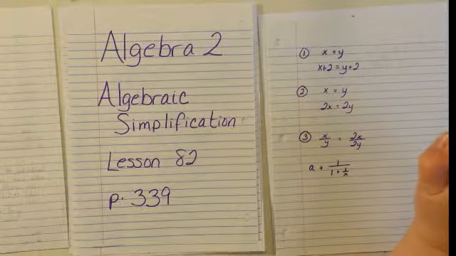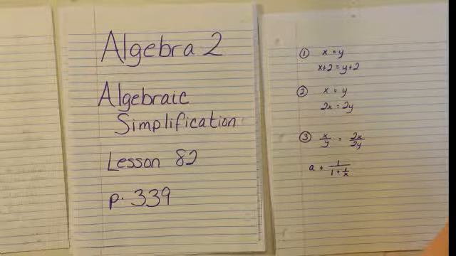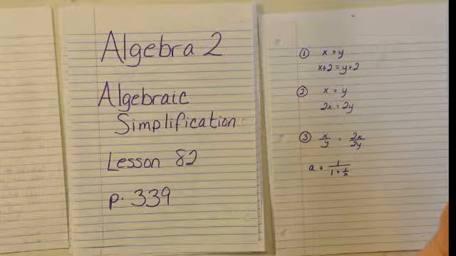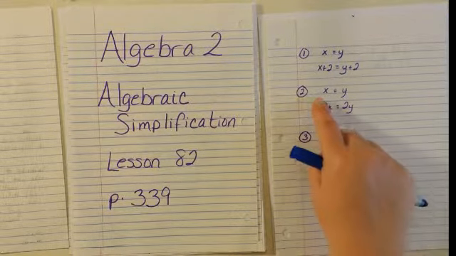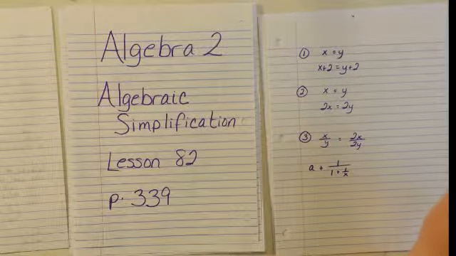Number two, every term on both sides of an equation can be multiplied by the same quantity except 0 without changing the value of the solutions to the equation. So if x equals y, then 2x equals 2y.